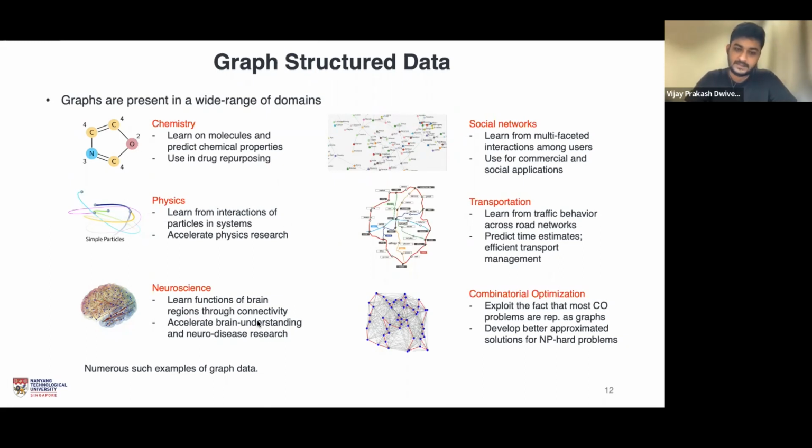In neuroscience, the brain regions are represented as graph data sets where the connectivity represents how different brain regions interact with each other. So deep learning can be used on these kind of graphs to help understand different aspects of certain neurodiseases. And finally, combinatorial optimization. Different combinatorial optimization problems are represented as graphs, and deep learning can be used there to develop better approximate solutions for difficult problems in combinatorial optimization. So I think this provides a snapshot of several real-world applications where we have data sets in the form of graphs, and this motivates the development of deep learning for graph data sets which have irregular structure.